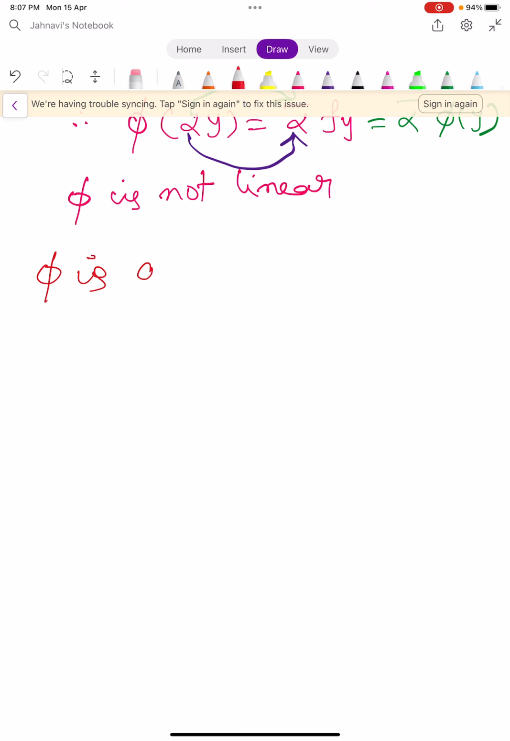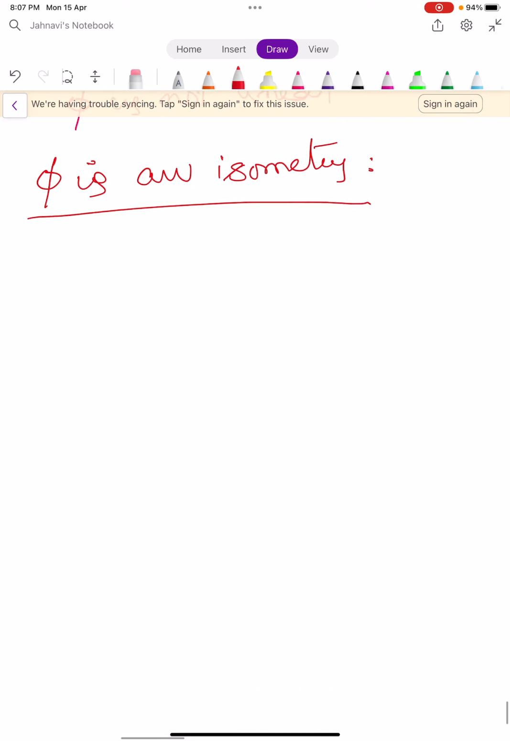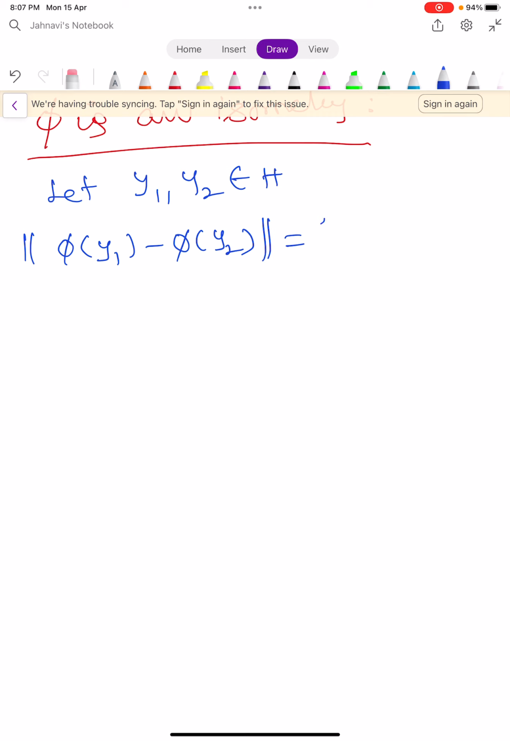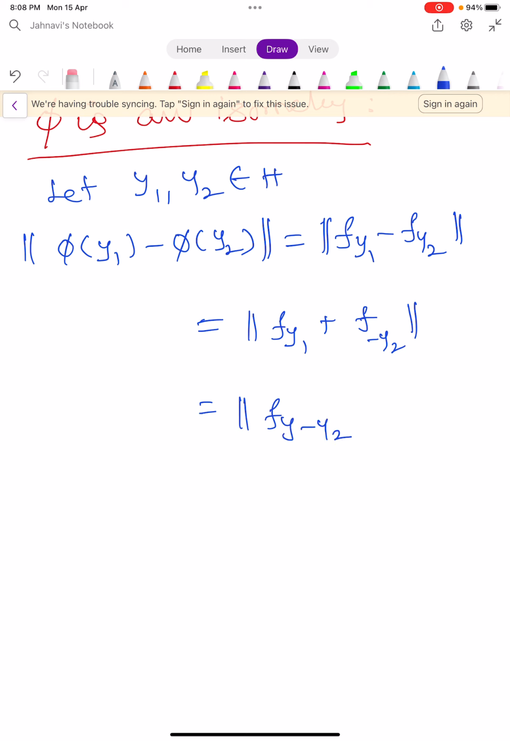To prove that pi is an isometry, again choose two elements y1 comma y2 belongs to capital H. Now consider norm pi of y1 minus pi of y2, which is equal to norm fy1 minus fy2, which is equal to norm fy1 plus f of minus y2, which is equal to norm f of y1 minus y2, which is equal to norm y1 minus y2.